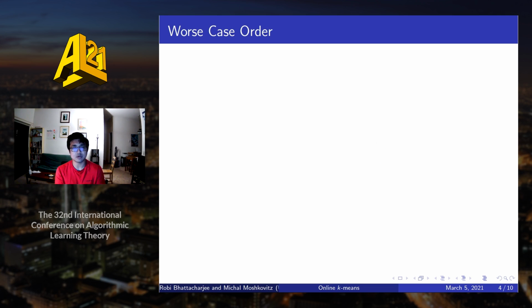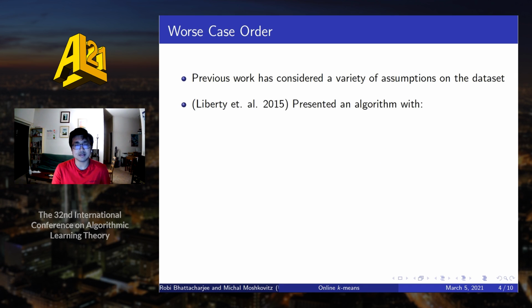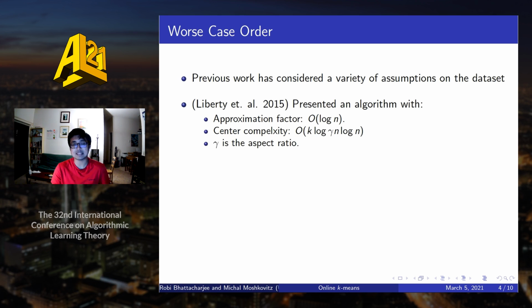Before going into the worst case order, we'll first talk briefly about a few other kinds of assumptions made on X. The seminal work in this area, Liberty et al., presented an algorithm with a log n approximation factor, and the center complexity they had was O of K log gamma n log n. This mysterious gamma term is the aspect ratio, which is essentially the ratio of the distance between the two furthest points in your data set to the distance between the two closest points of your data set. So the implicit assumption their algorithm makes, of course, is that gamma is small.